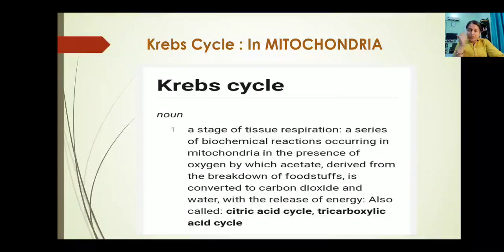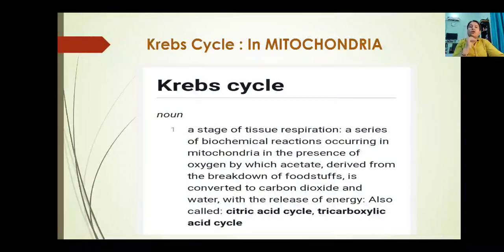That was in cellular respiration, this is in tissue respiration. A stage of tissue respiration, a series of biochemical reactions occurring in mitochondria in the presence of oxygen, by which acetate derived from the breakdown of foodstuffs, when our food goes for digestion and the food breaks down, the acetate that is formed in the breakdown of food stuffs, in the presence of oxygen, by which acetate converts into carbon dioxide and water with the release of energy.